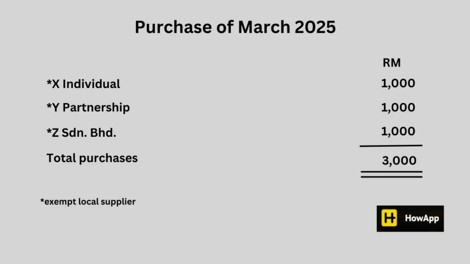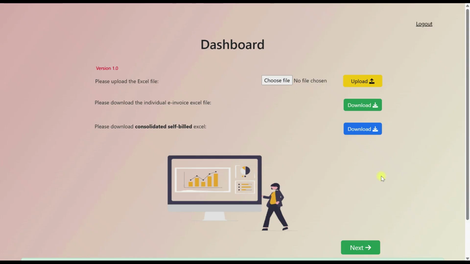In March 2025, if I have purchased from X individual, Y partnership and Z Sdn Bhd, all of them are exempted local suppliers. Each incurred Ringgit Malaysia 1,000 and a total of Ringgit Malaysia 3,000 as shown in the diagram. Now I can click the download button from the dashboard of House Sale Bill.